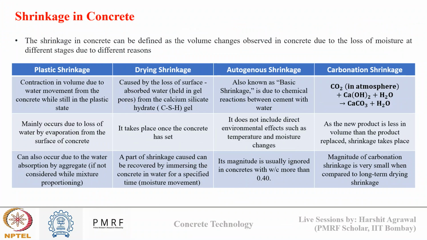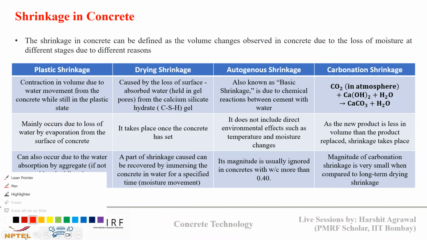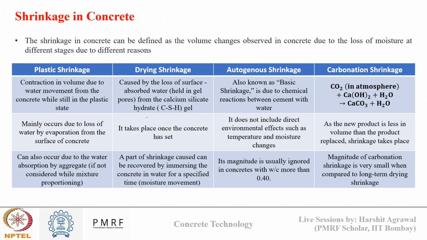After creep, the final part in hardened concrete property that was discussed in week 9 was shrinkage of concrete. We know shrinkage is nothing but volume change in concrete due to loss of moisture. We have seen the discussion on shrinkage earlier also. There are different types of shrinkage in concrete: plastic shrinkage, drying shrinkage, autogeneous shrinkage, and carbonation shrinkage.